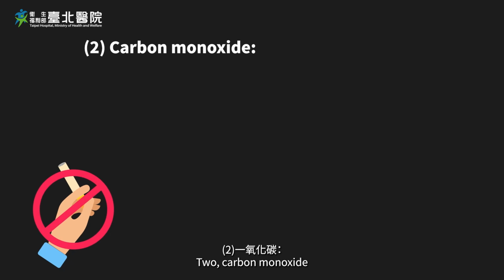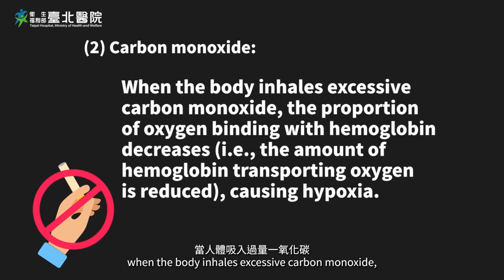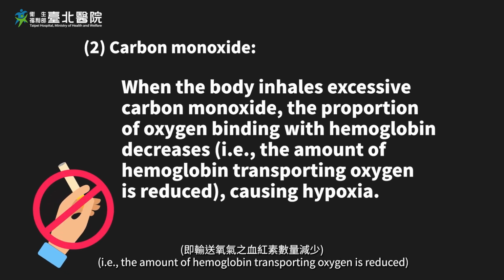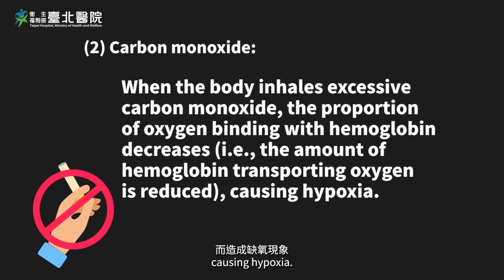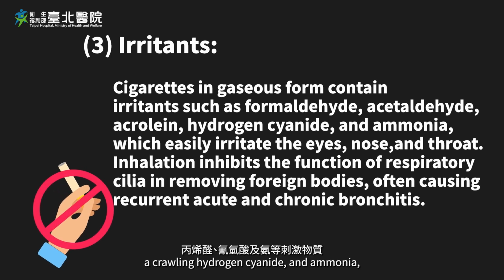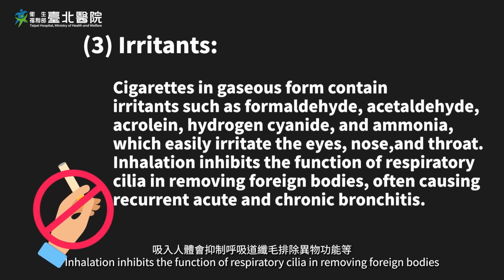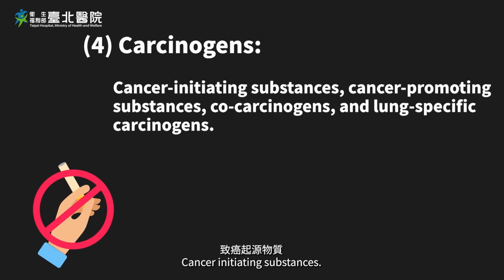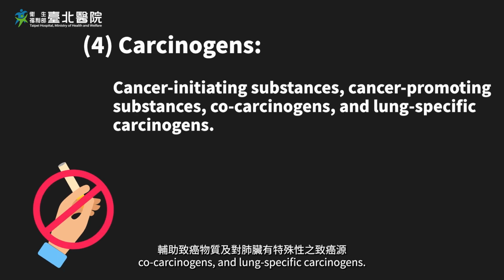2. Carbon monoxide. When the body inhales excessive carbon monoxide, the proportion of oxygen binding with hemoglobin decreases, i.e., the amount of hemoglobin transporting oxygen is reduced, causing hypoxia. 3. Irritants. Cigarettes in gaseous form contain irritants such as formaldehyde, acetaldehyde, acrolein, hydrogen cyanide, and ammonia, which easily irritate the eyes, nose, and throat. Inhalation inhibits the function of respiratory cilia in removing foreign bodies, often causing recurrent acute and chronic bronchitis. 4. Carcinogens. Cancer-initiating substances, cancer-promoting substances, co-carcinogens, and lung-specific carcinogens.